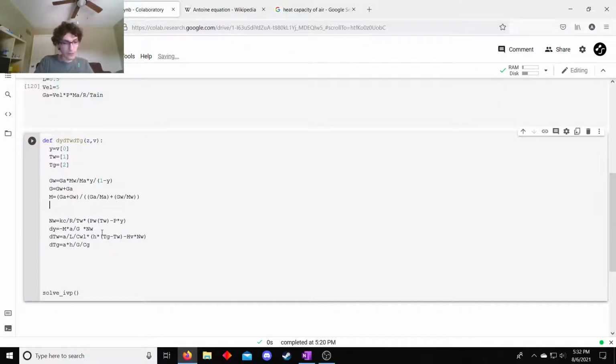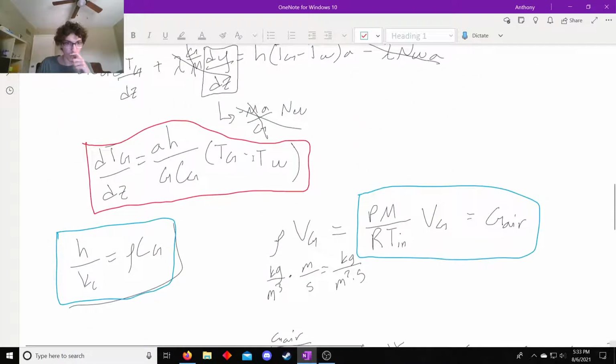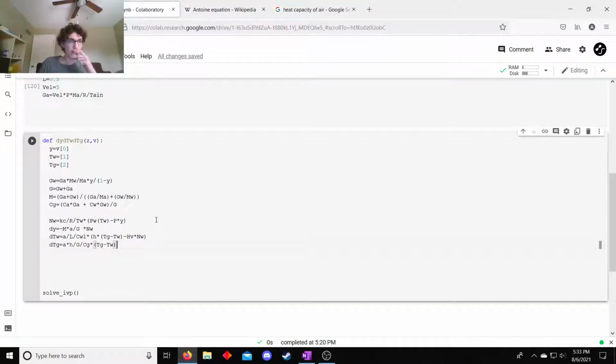So I will type that out. So CG equals, so this is going to be C air times G air, plus C water times G water, and then we'll divide by the total flow rate of the gas phase to weigh it. Okay, and then finally, we'll multiply by the temperature difference. Just like that, check to make sure that that is correct. Okay. I think we're good to go.